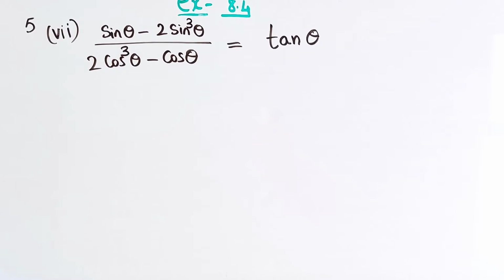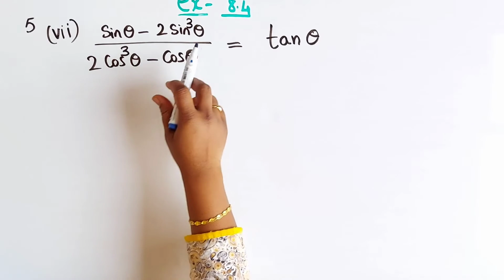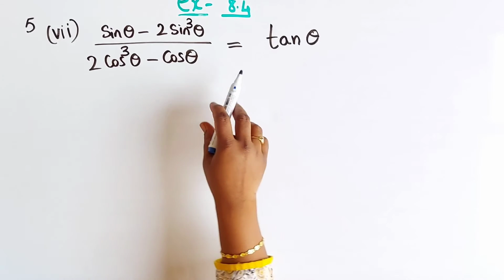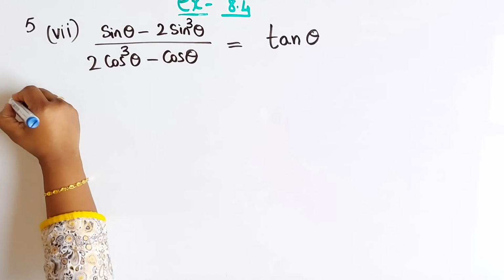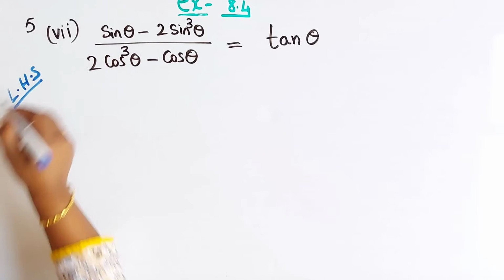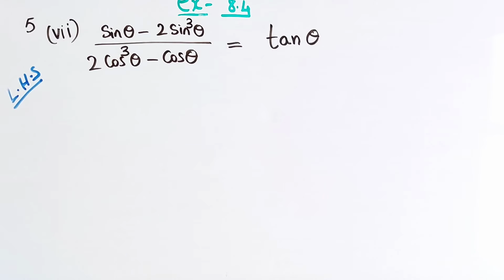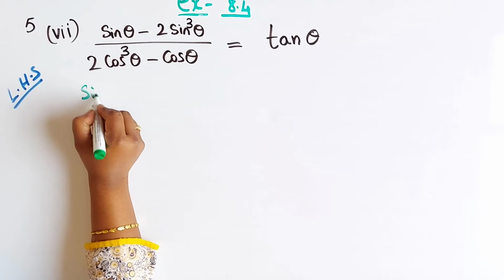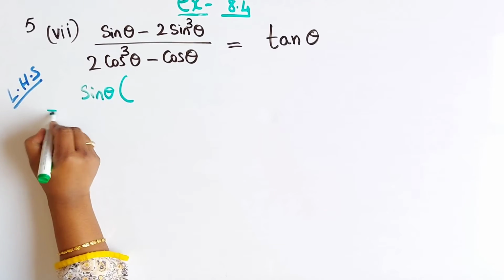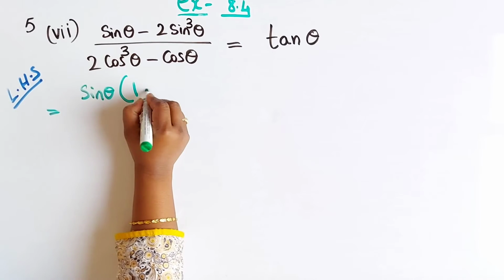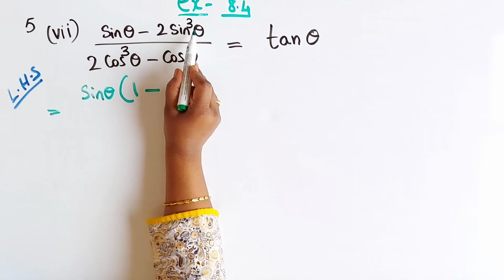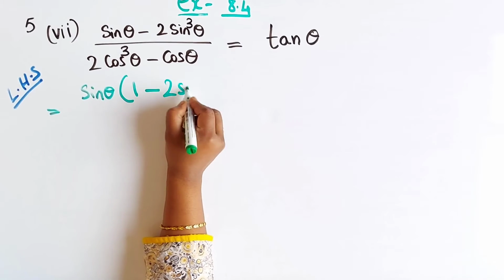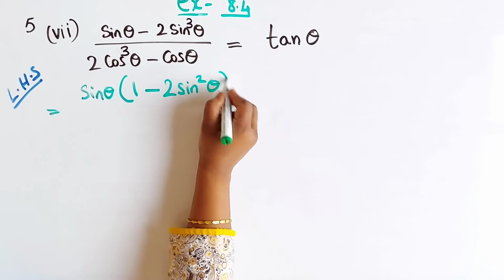Now 7th question, children. (sin theta minus 2 sin cube theta) divided by (2 cos cube theta minus cos theta) equal to tan theta. Right? LHS side. Now see here. Here we have sin theta. Here we have sin cube theta. Let's take sin theta common. So here it will be 1 minus 2 sin cube theta, with sin theta outside. That means 2 sin square theta will be here.